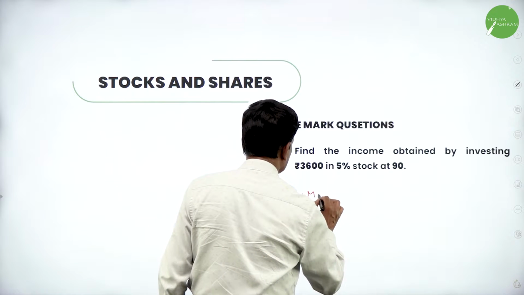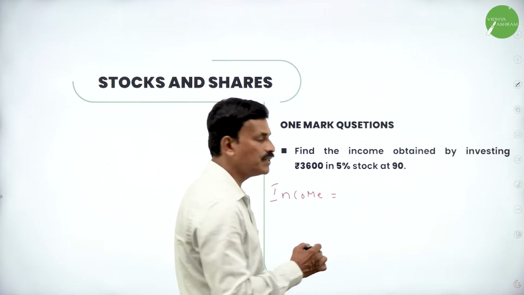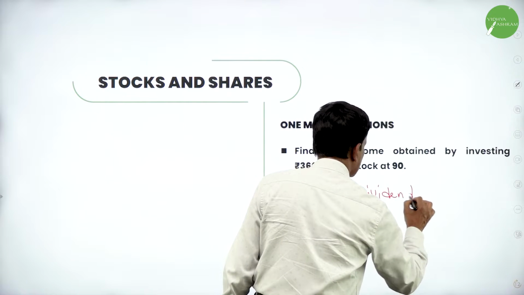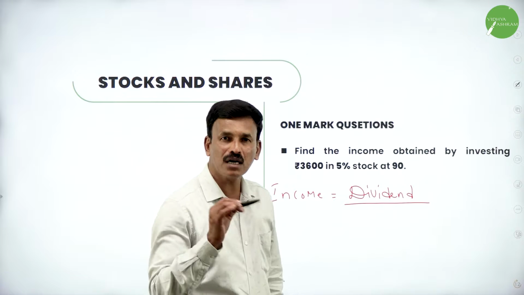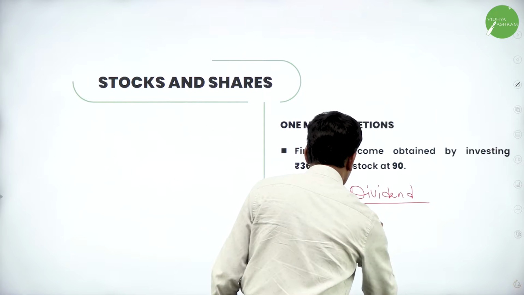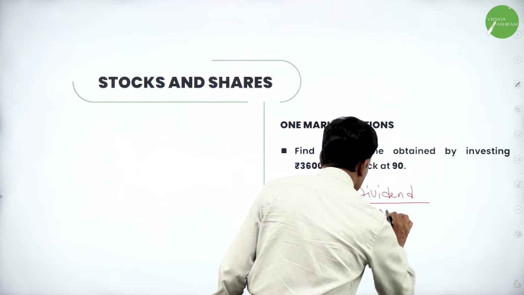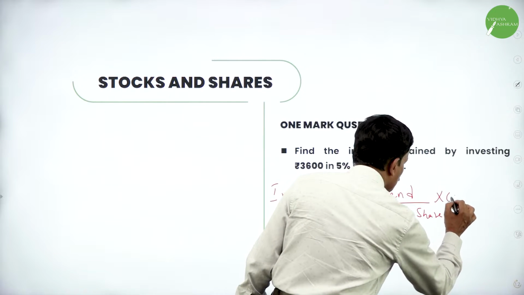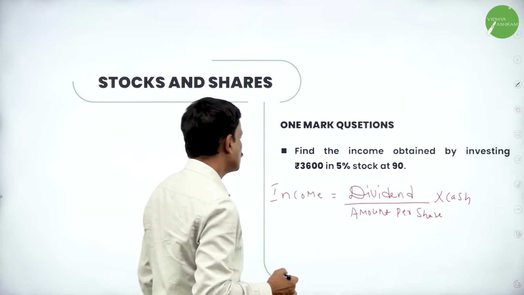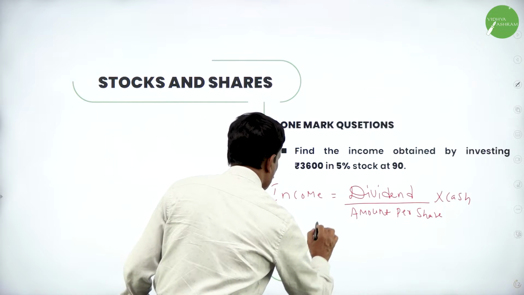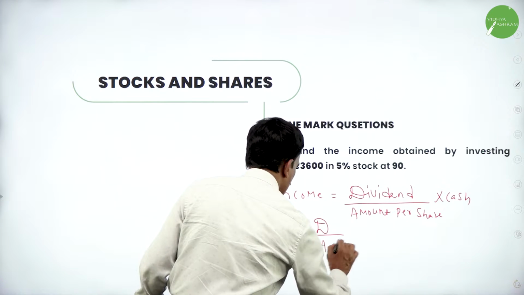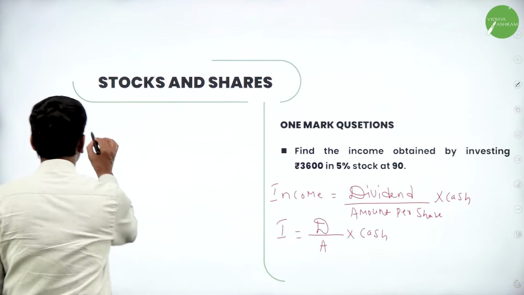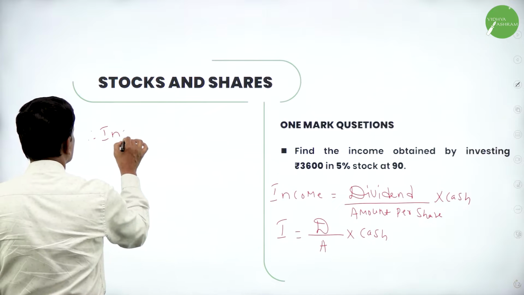Income is equal to dividend divided by amount per share into cash. This is the formula. So that is nothing but income is equal to D divided by A into cash. So now that is income.